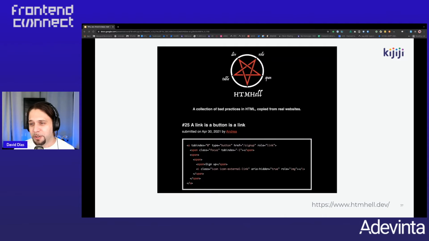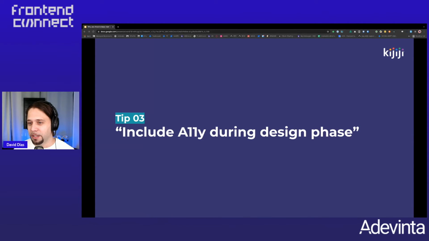And he also created, this is the funny part, the HTML Hell website, where you can find crazy HTML code that is actually real code that people write on some websites. I really recommend taking a look.